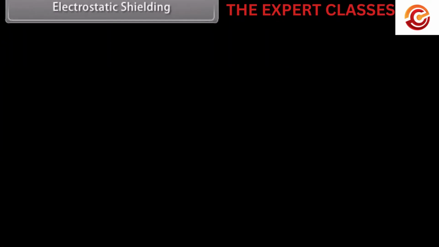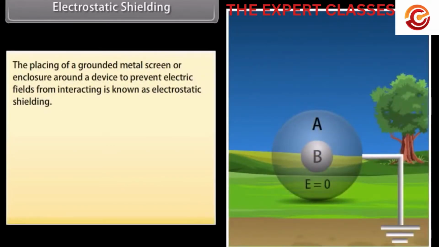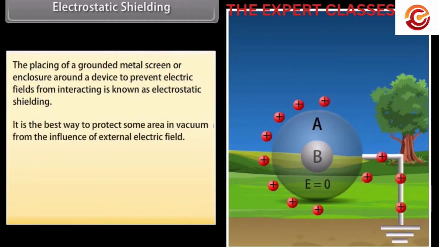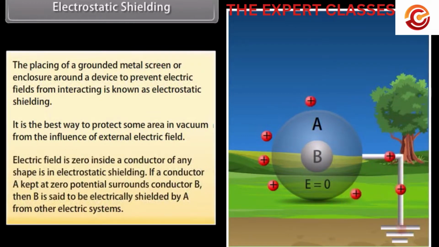Electrostatic shielding. The placing of a grounded metal screen or enclosure around a device to prevent electric fields from interacting is known as electrostatic shielding. It is the best way to protect some area in vacuum from the influence of external electric field. Electric field is zero inside a conductor of any shape in electrostatic shielding. If a conductor A kept at zero potential surrounds conductor B, then B is said to be electrically shielded by A from other electric systems.